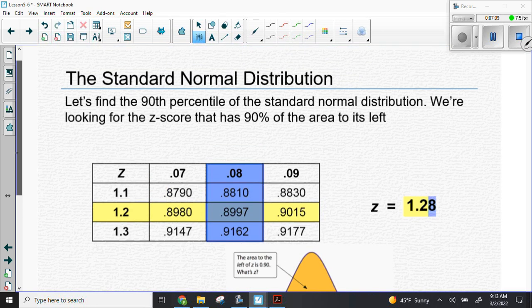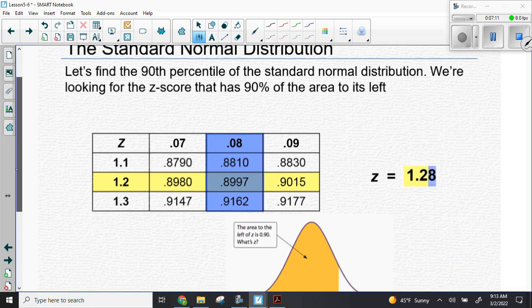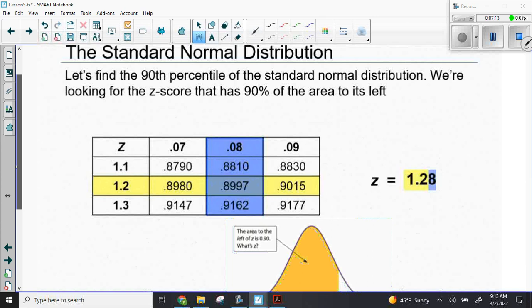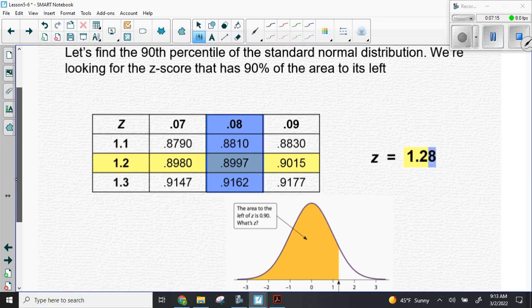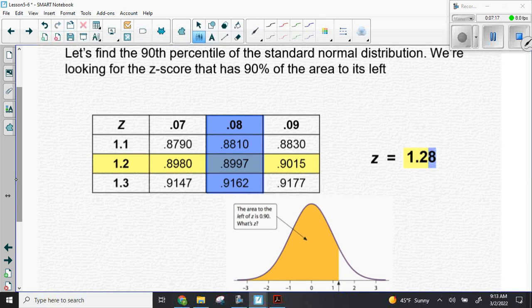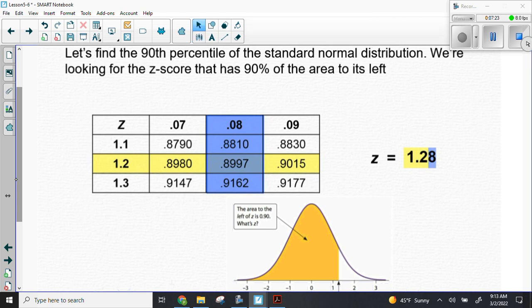What if I was looking for the z-score that has 90% of the area to the left? Okay, so now I'm going to actually work backwards. If I wanted to find a z-score for that, I'll go to my table.